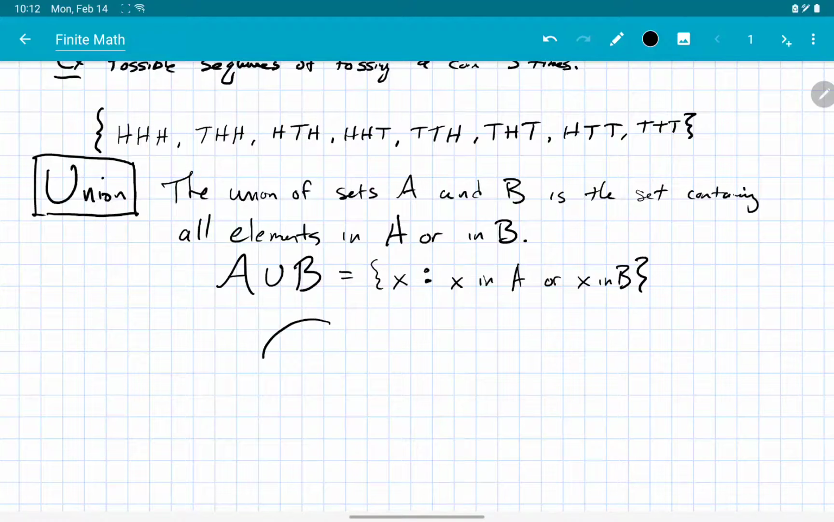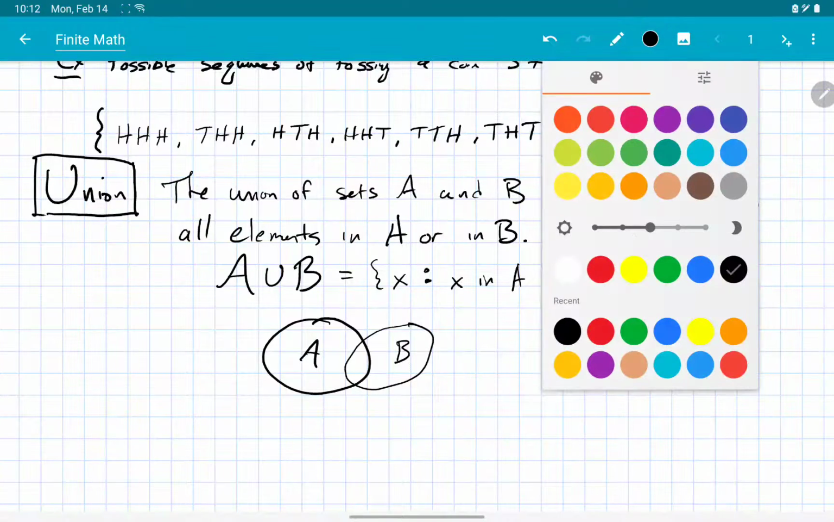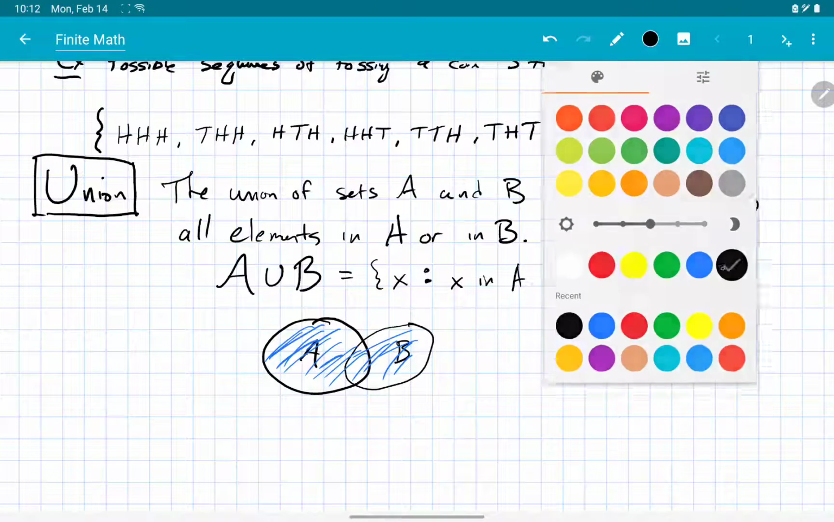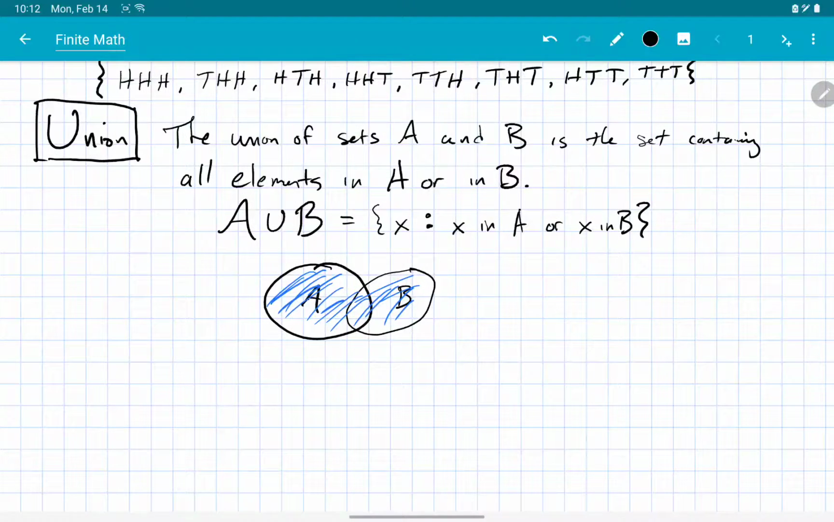If we are going to draw some sort of diagram, here's set A, here's set B. The union of A and B is everything in A or in B. Right? It's everything in either of those two circles. So that's union.